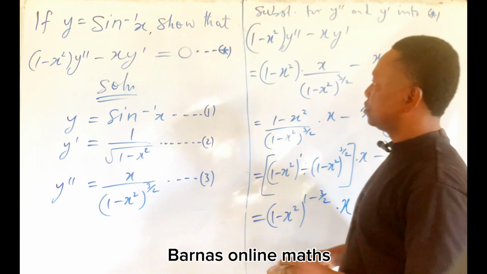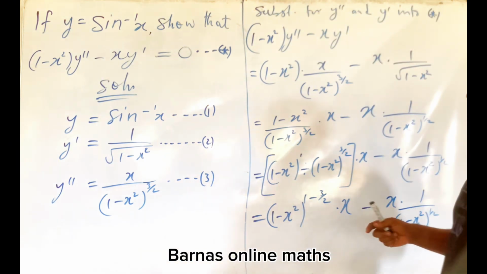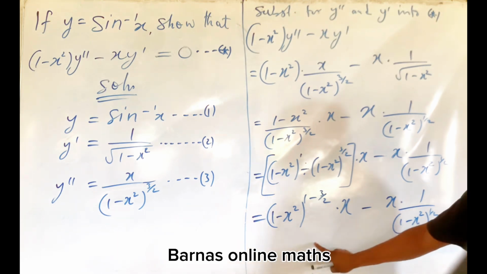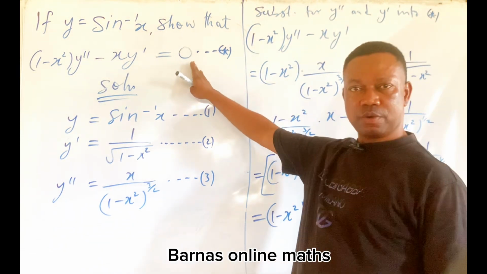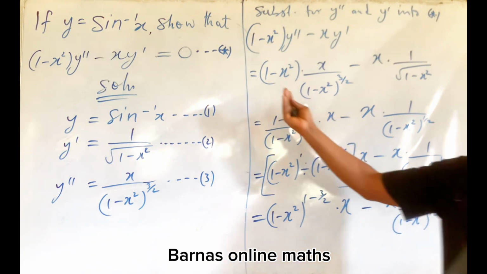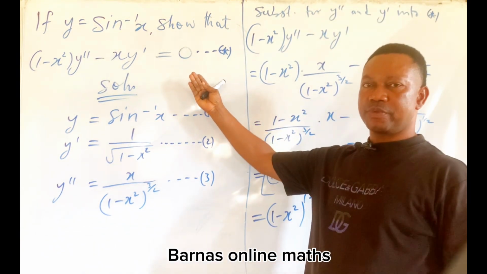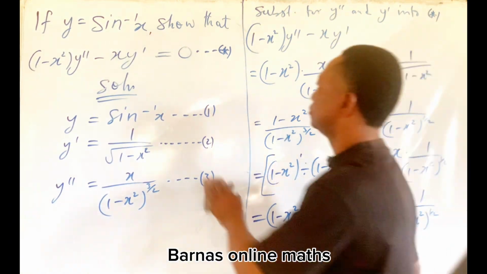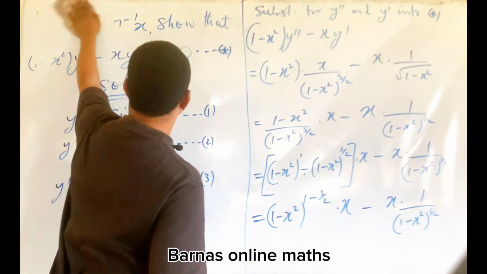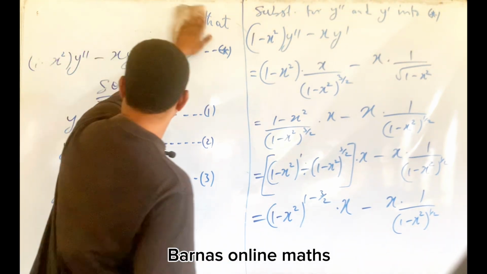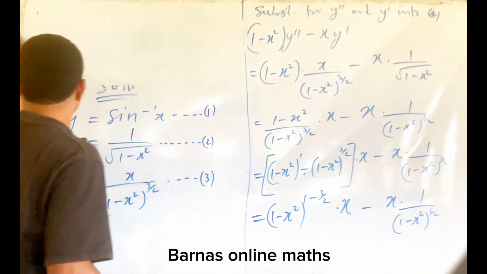Let's clean the board. But remember, our target is to show that the solution of this will be equals to 0. So if the entire solution of this becomes 0, then the problem has been proved. Because we are asked to show that this is equals to 0.